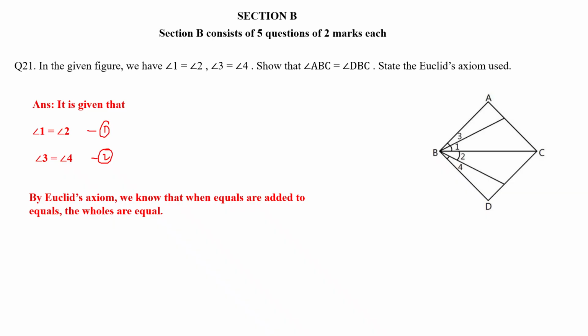So I am going to add here 1 and 2, because both are equal. So angle 1 plus angle 3 will be equal to angle 2 plus angle 4. Angle 1 plus angle 3, if you see the figure, is nothing but angle ABC. So I will write here angle ABC is equal to angle 2 plus 4, which is angle DBC. So that's all you have to prove. Now moving to question number 22.